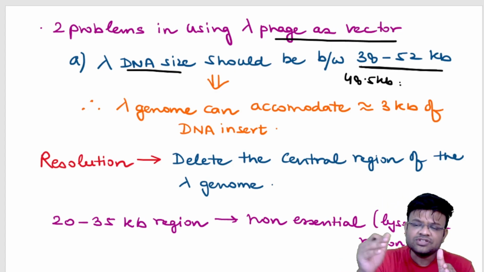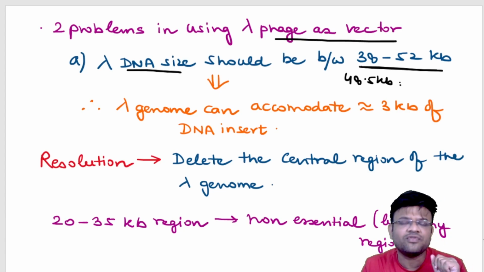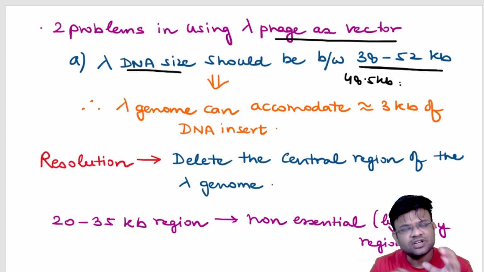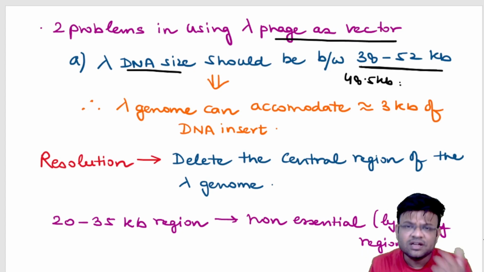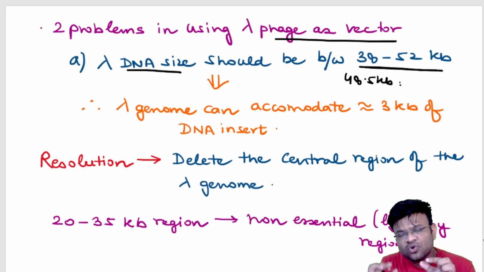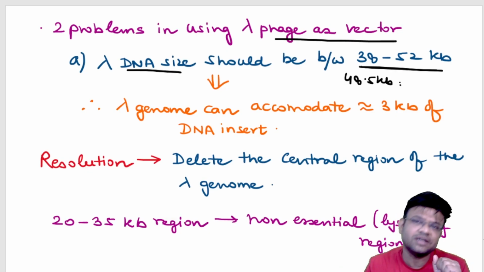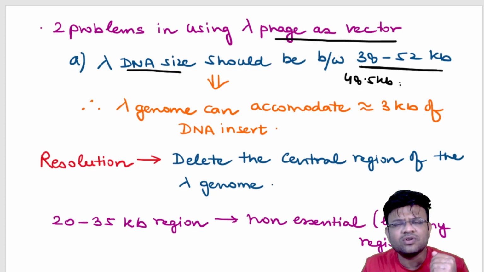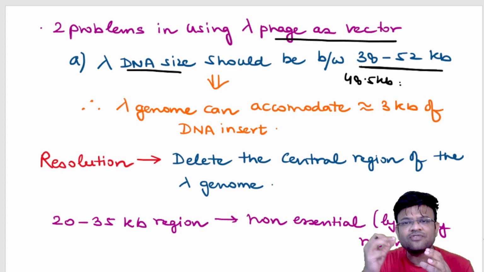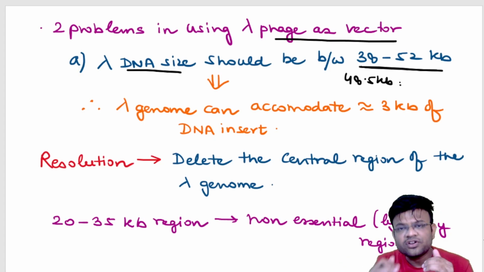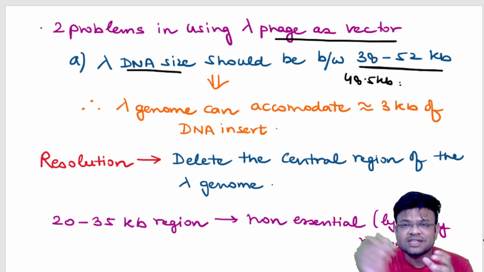Therefore, the lambda genome can accommodate 3 kb of DNA insert only. What I want you to understand is that generally, or on an average, 48.5 kb is the size of the lambda genome. It leaves you with only a 3 kb window for your gene of interest to be inserted. Now, why are we talking about the lambda phage over here? Because we want to use the lambda phage as a vector for transferring our gene of interest inside the E.